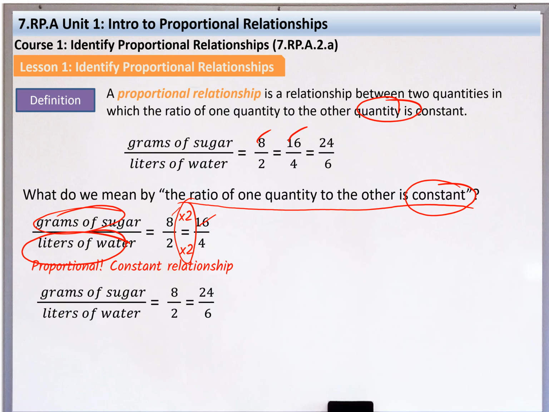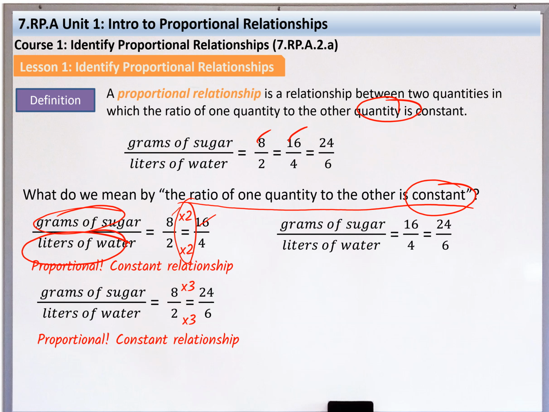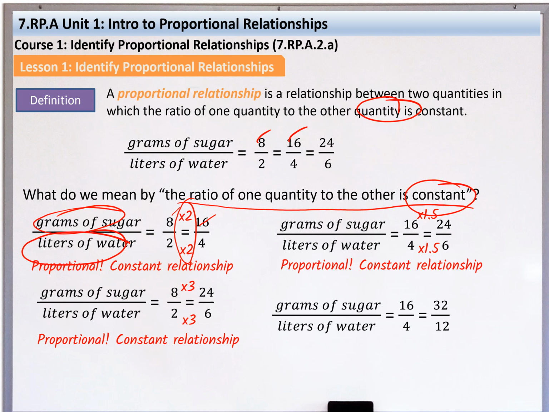8 to 2 is equal to 24 to 6. 8 times 3 is 24. 2 times 3 is 6. They're constant, or the relationship is constant. 16 to 4, 24 to 6. 1.5 times 1.5 is constant. It's a proportion.